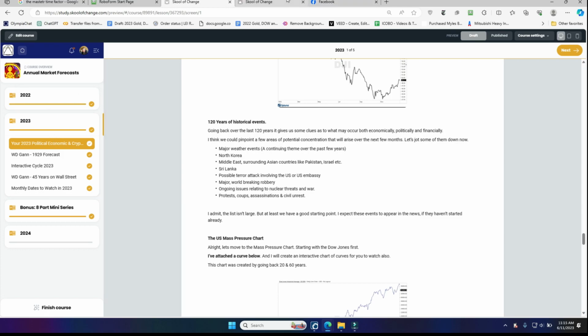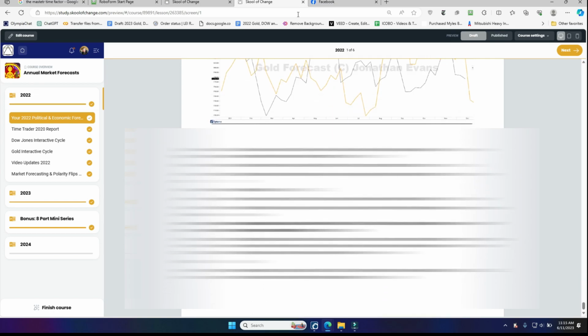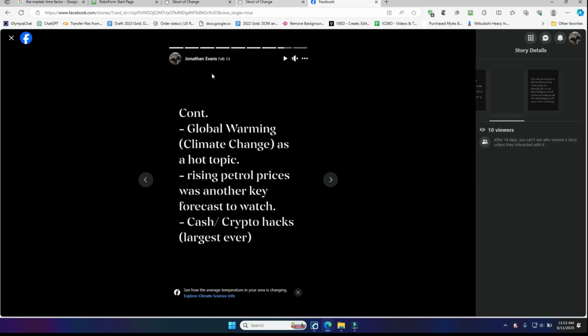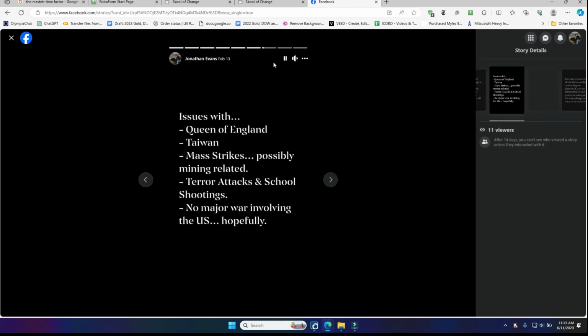But in 2022, after we went through all the historical cycles that we were forecasting for the year, there were some hot topics which we were looking at. And some of them, for example, included issues with the Queen of England. Now, this is 2022. Issues with Taiwan, possible strikes in mining related, terror attacks and school shootings, and no major war involving the US.